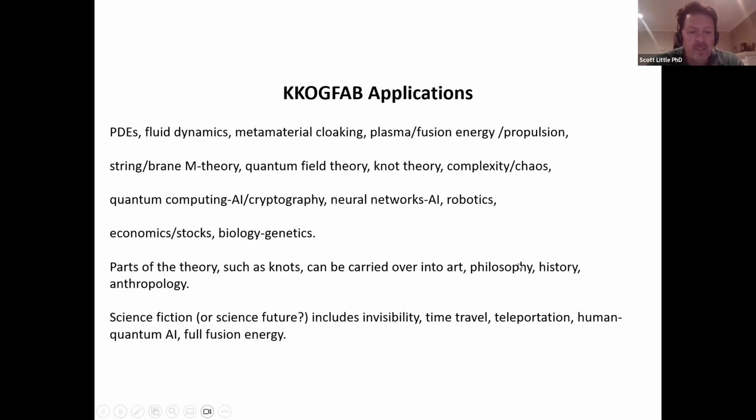And just some things even carry over into art, philosophy, anthropology, and things like that. And I just say science fiction or science future. Of course, invisibility, time travel, teleportation, quantum AI, fusion energy. Who knows? I mean, just some stuff that's fun to play around with, even if it's still science fiction.